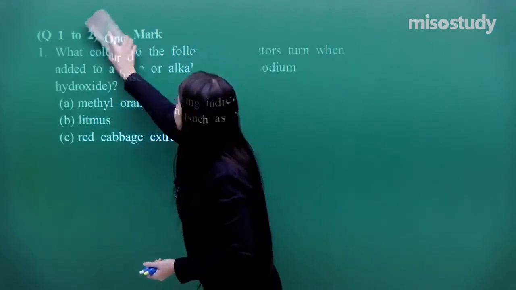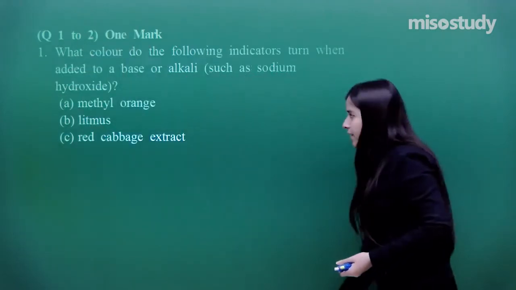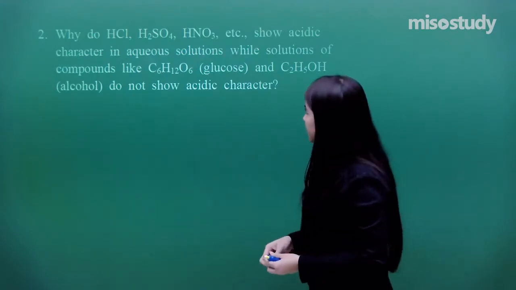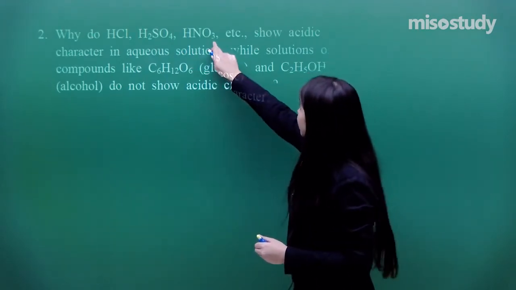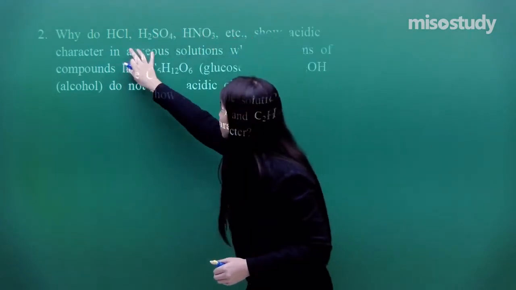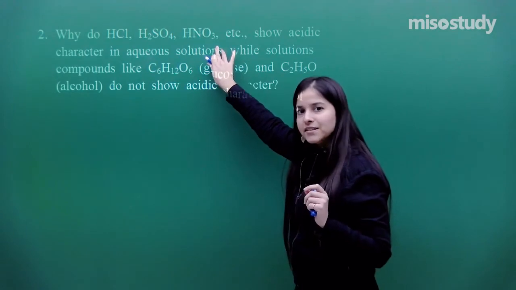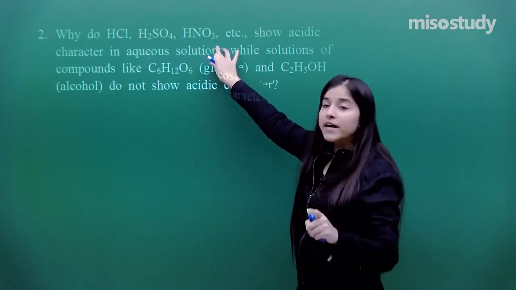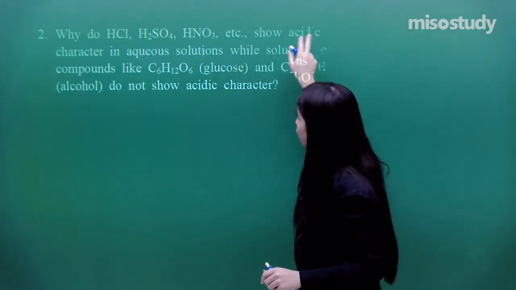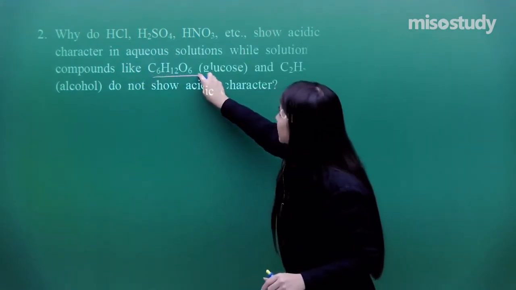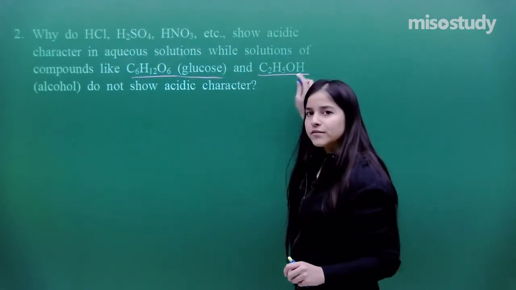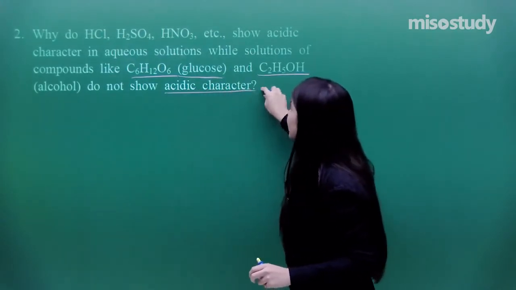So that was a pretty easy question. We have already discussed that in the lecture. Now question number 2. Why do HCl, H2SO4 and HNO3 etc. show acidic character in aqueous solutions, while solutions of compounds like C6H12O6 and C2H5OH do not? These are acids, and very strong acids. What is C6H12O6? Glucose. C2H5OH is alcohol. These two do not show any acidic character.